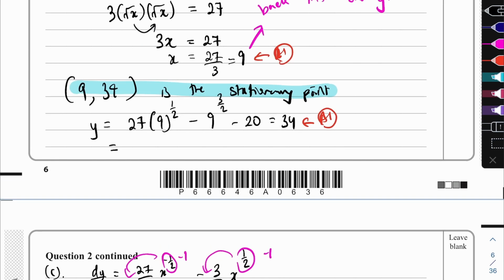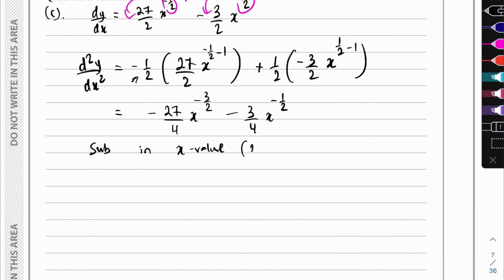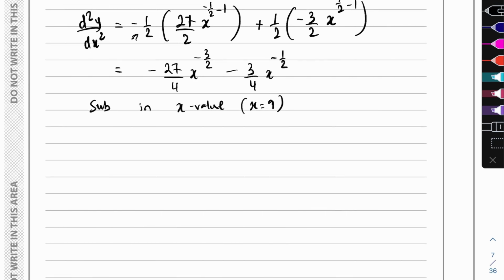Which is, if we go back up, x equals 9. So that's x equals 9, and depending on that we can determine it. So let's sub it in. That's minus 27 over 4 times 9 to the power of minus 3 over 2, minus 3 over 4 times 9 to the power of minus a half.